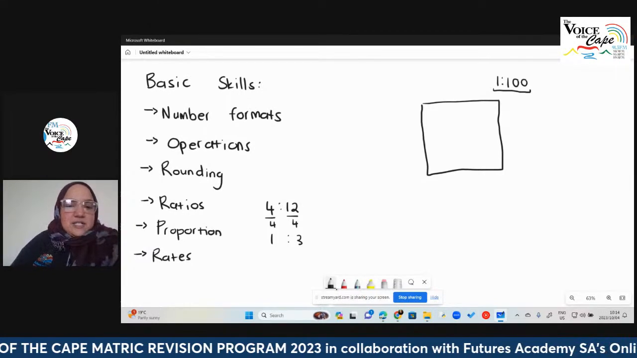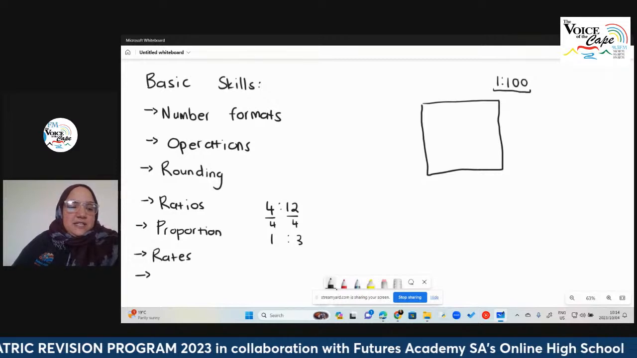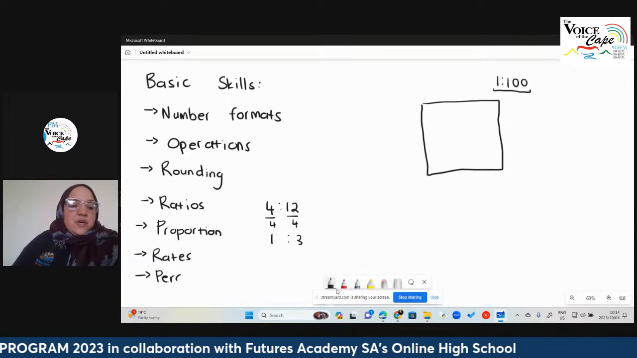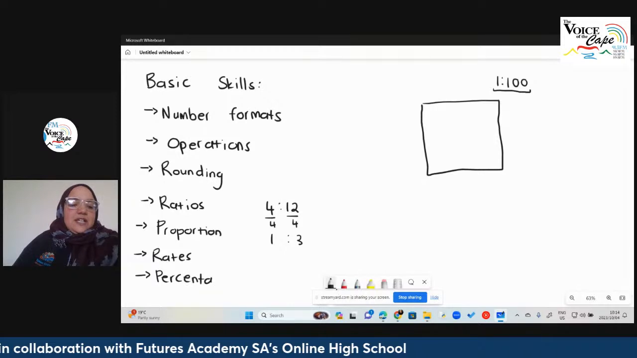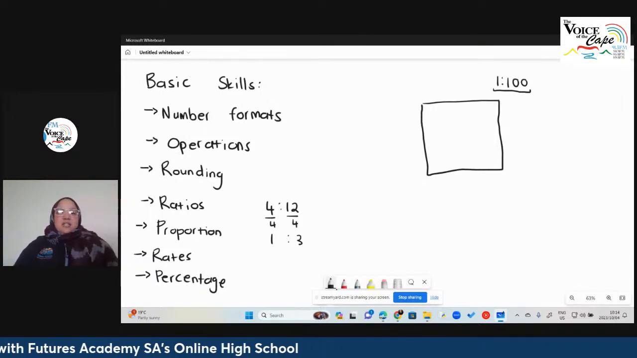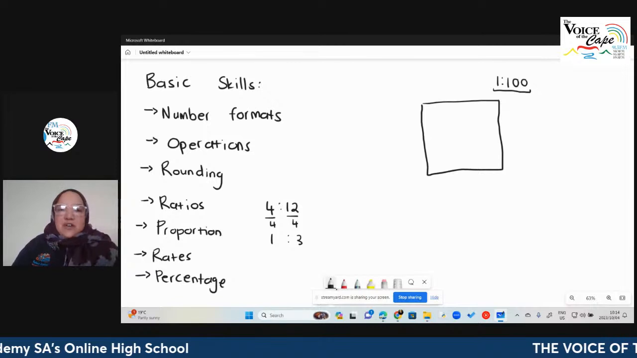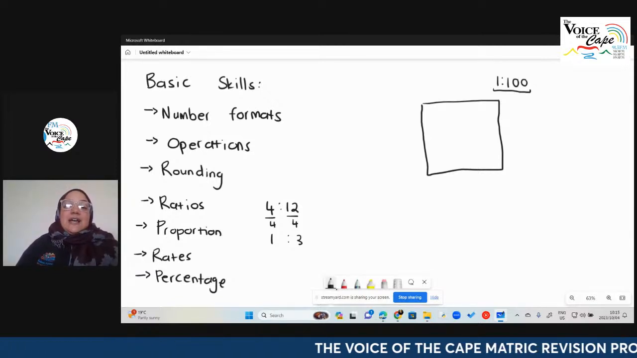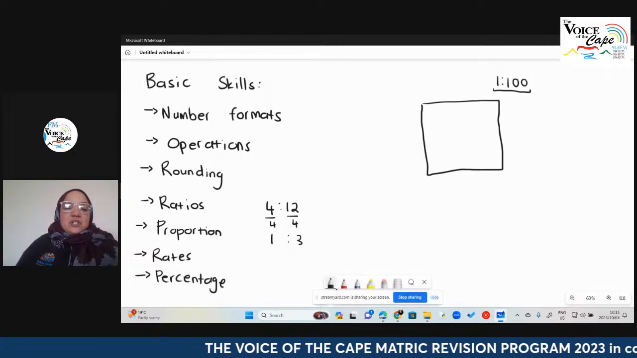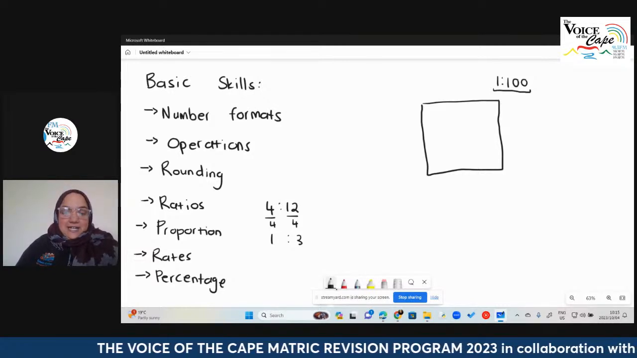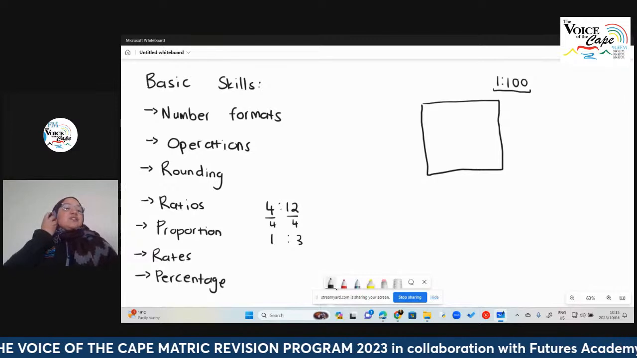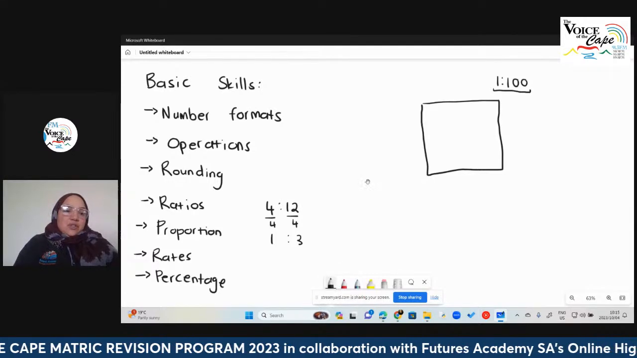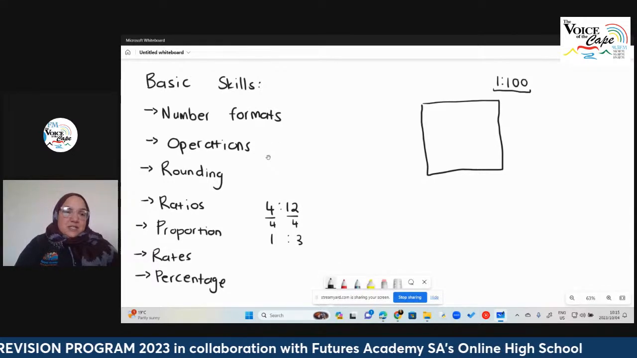And then lastly, we talk about percentages. So just working with percentages, calculating percentage costs, percentage profit, percentage loss, all of those sorts of things, that's also a big part of MathLit. And specifically, it's a big part of finance. Okay, so these are the basic skills that you need to know for both papers.